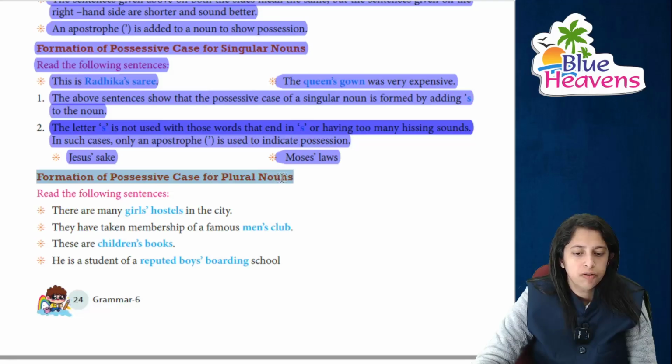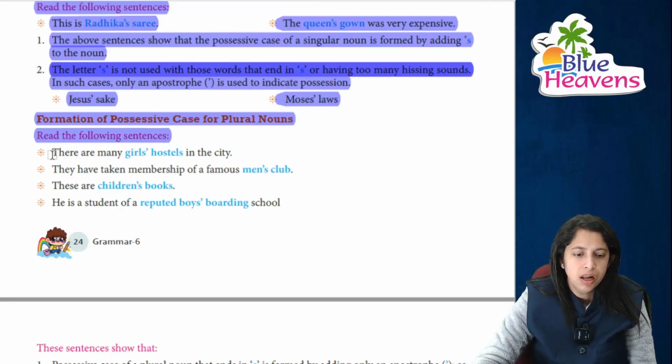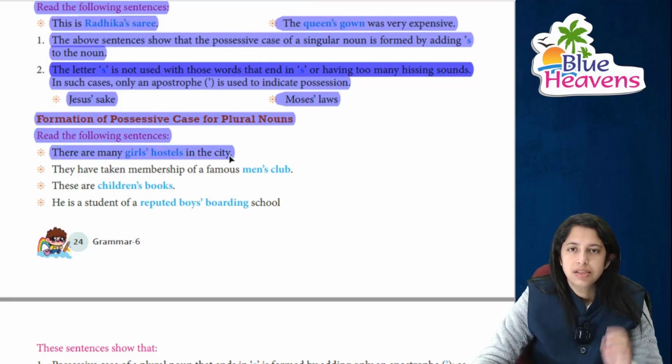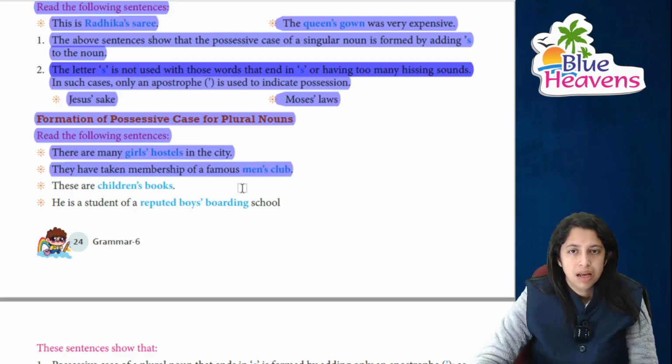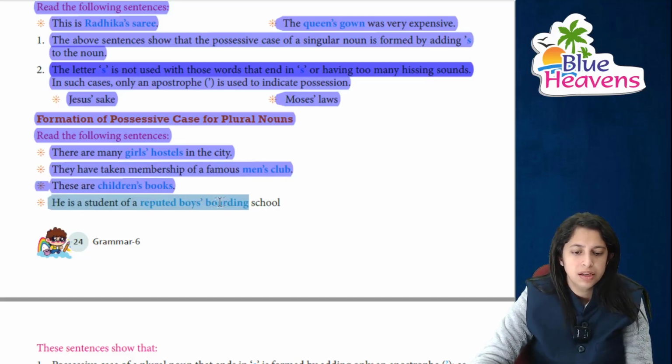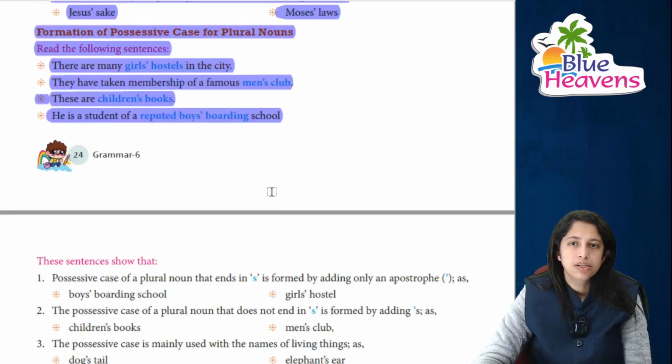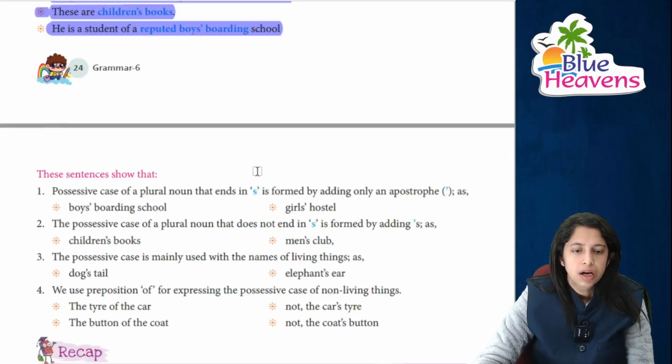How can you form a possessive case for the plural nouns? You have to read the following sentences carefully. There are many girls' hostels in the city. They have taken the membership of the famous men's club. These are children's books. He is a student of a reputed boys' boarding school, right?